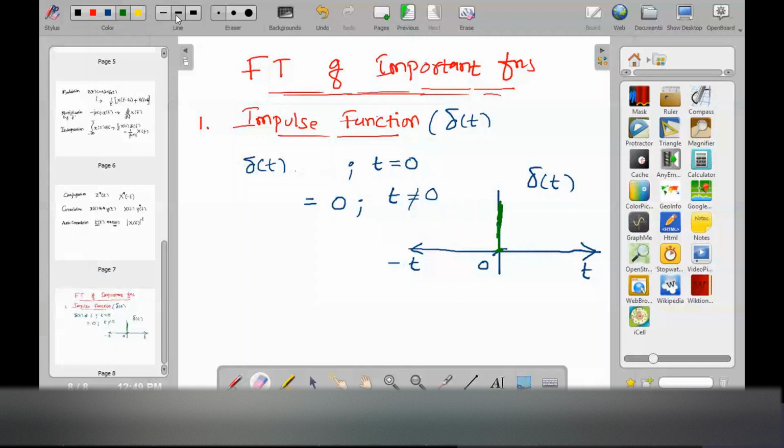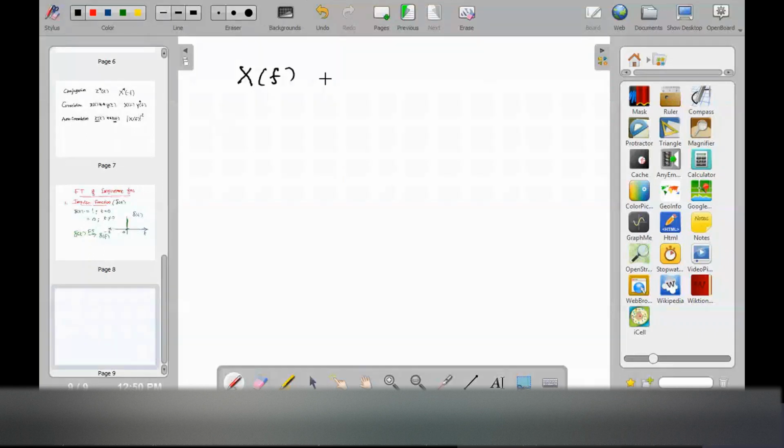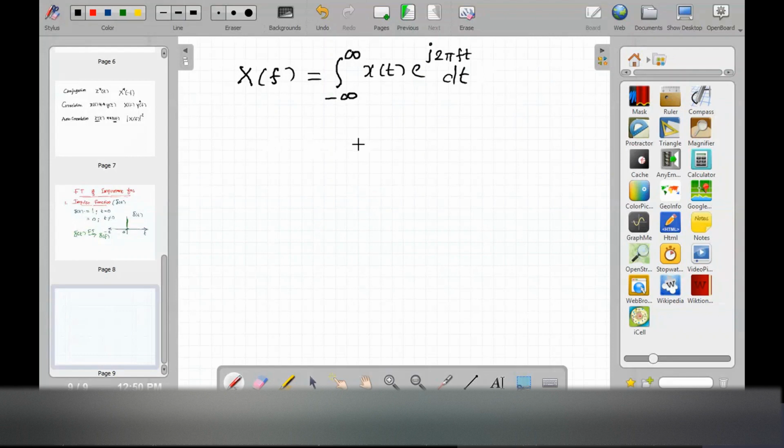So let me calculate the Fourier transform of this. I know how to calculate the Fourier transform of any signal. What is the standard equation? X of f equals the integration from minus infinity to plus infinity of x of t into e to the power of j 2 pi f t with respect to t. This is the very standard definition of calculating a Fourier transform. I know that x of t is delta of t.